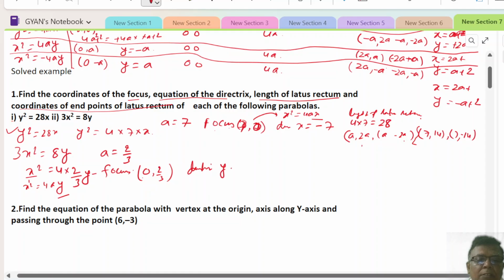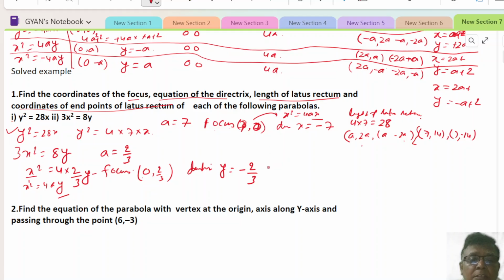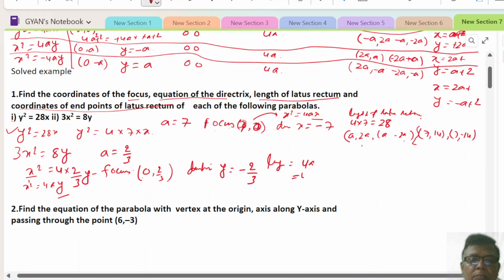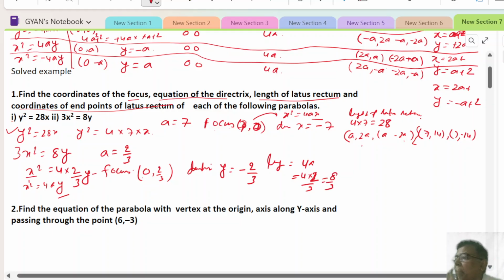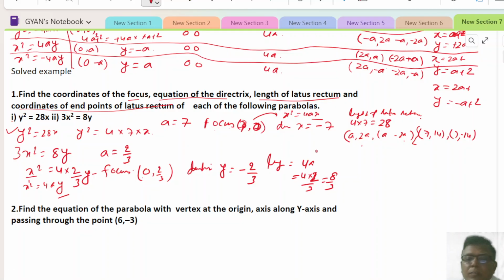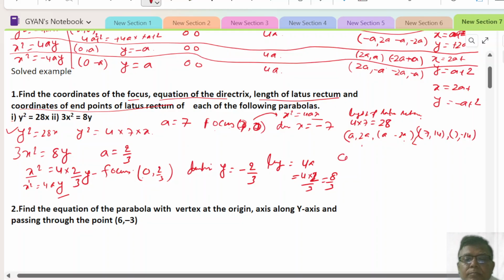Directrix y is equal to minus 2 by 3, and length of latus rectum is 4a, that is 4 into 2 by 3, that is 8 by 3. Coordinates of the end point.